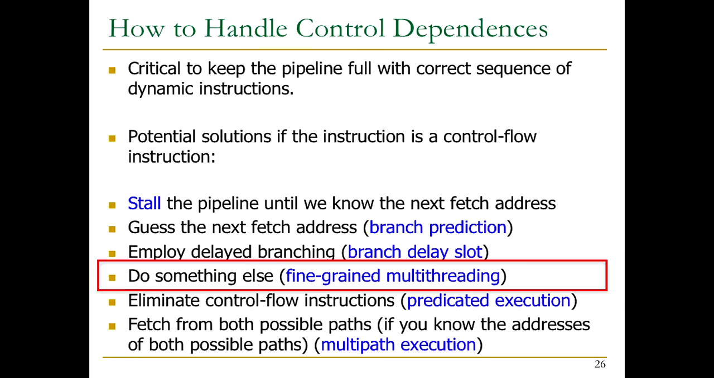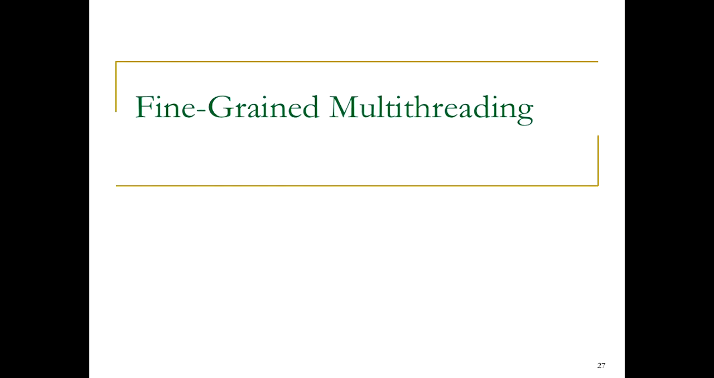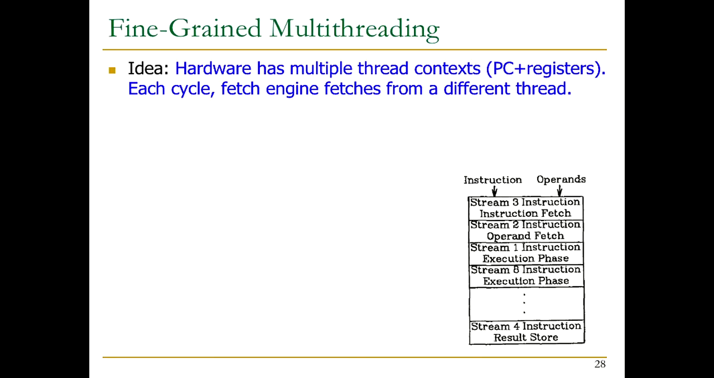Next one is actually very interesting. It's fine-grained multi-threading. It's one of my favorites. And you have some questions in your homework to do this. And we've actually covered this before, when we talked about GPUs. So basically, the basic idea is very simple. The hardware has multiple thread contexts. Context means program counter plus registers.